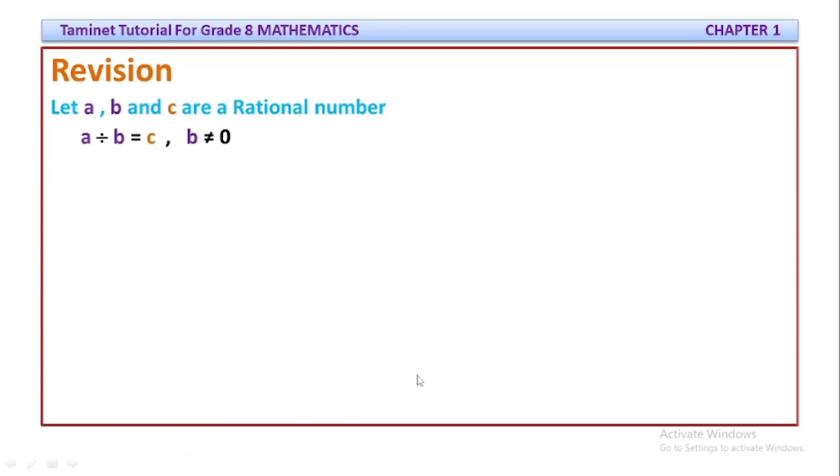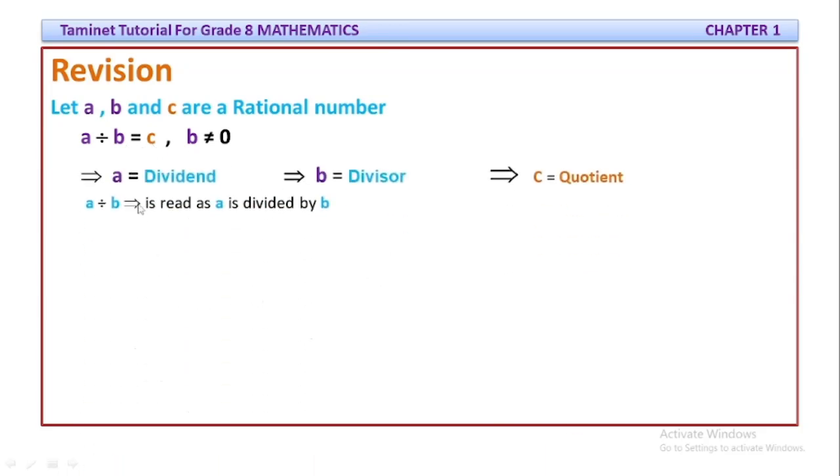Revision. Let a, b, c be rational numbers. a divided by b is equivalent to c, but b is different from 0. So the way of naming a, b, and c is: a is the dividend, b is the divisor, and c is the quotient. We can read this expression as a is divided by b.